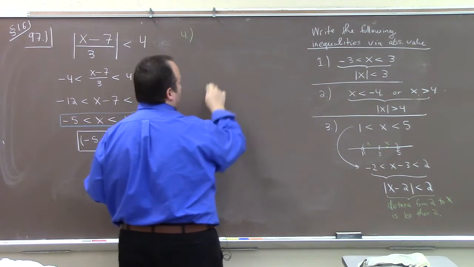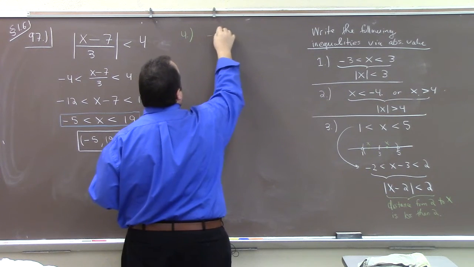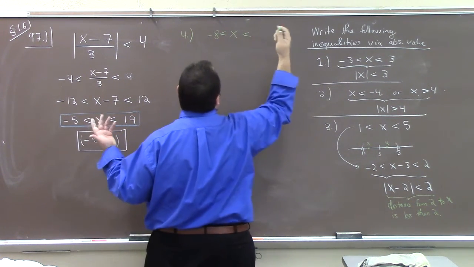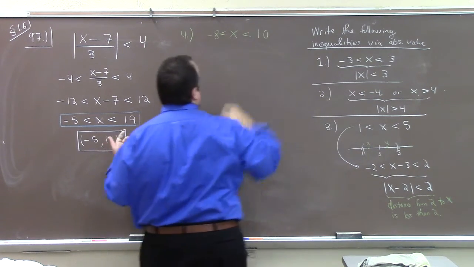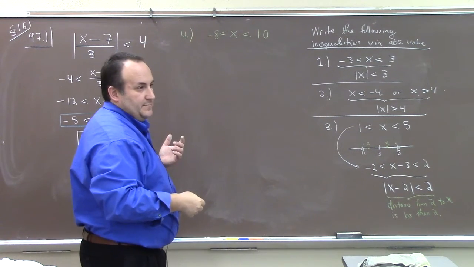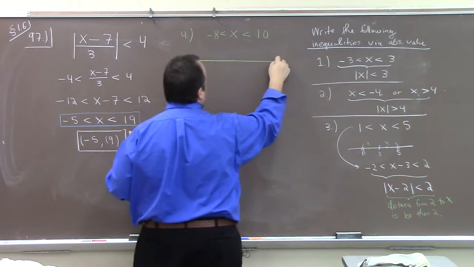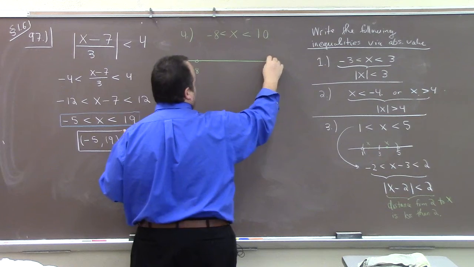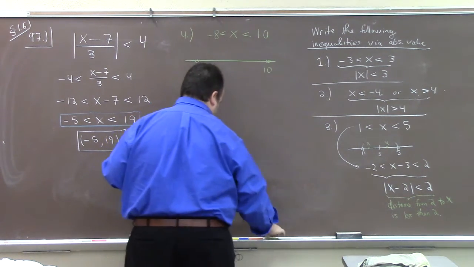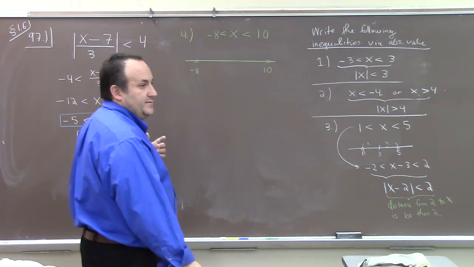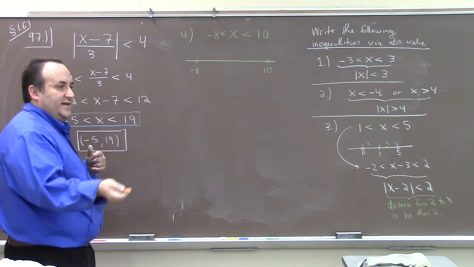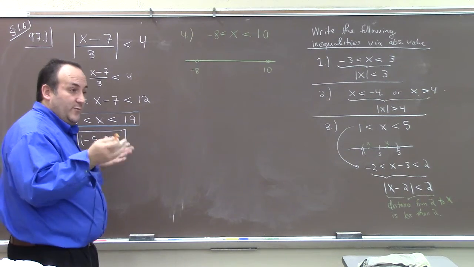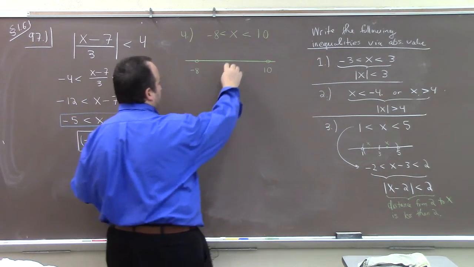All right, so I don't know, minus 8 less than x less than 10, right? So on the number line, we've got minus 8, we've got 10. What's the midpoint? Remember, we do 10 plus minus 8 divided by 2. 10 plus minus 8 is 2. 2 divided by 2 is 1. 1 is the midpoint this time.